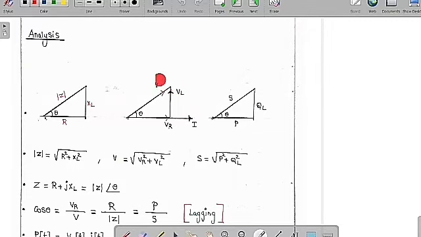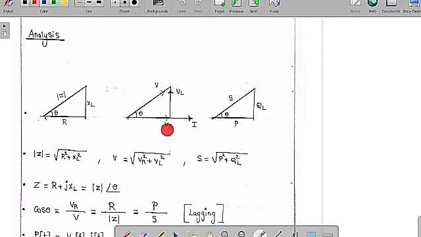So V is the supply voltage, VR is the voltage across the resistor and VL is the voltage across the inductor. This angle is called theta, or the power factor angle. Now VR is equal to I into R, VL is equal to I into XL, whereas V is equal to I into mod Z. If I cancel I on the three sides, I get R, XL and mod Z. The angle theta is the same because these are similar triangles.